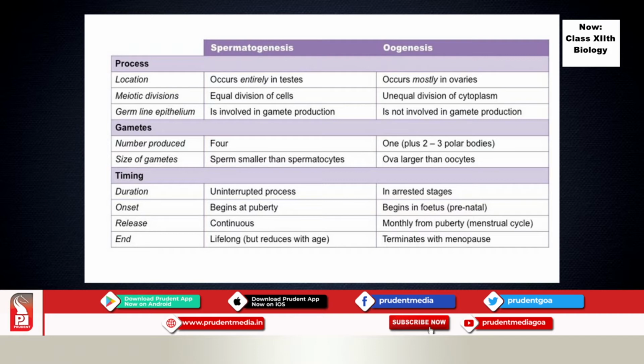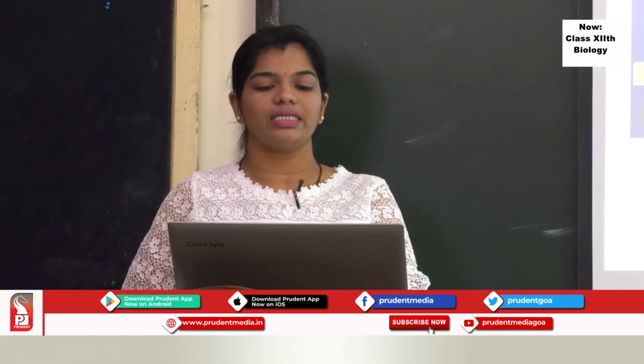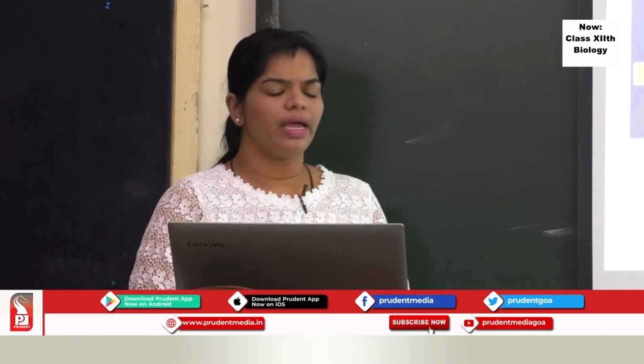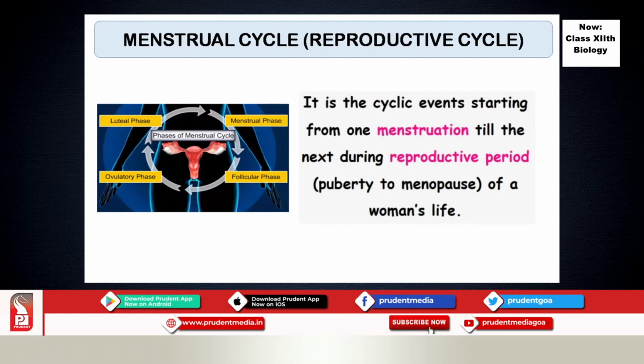So like we mentioned, the production of the ovum is monthly, and the cycle is called the menstrual cycle. Now we shall discuss the menstrual cycle, which is termed the reproductive cycle. It's a cyclic event starting from menstruation till the next reproductive period, and it runs from puberty till menopause. There are 4 phases of the menstrual cycle: the luteal phase, the menstrual phase, the follicular phase, and the ovulatory phase.